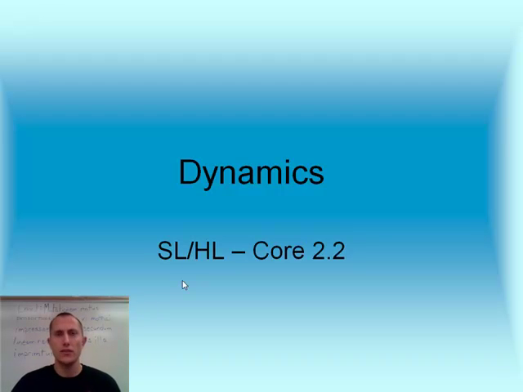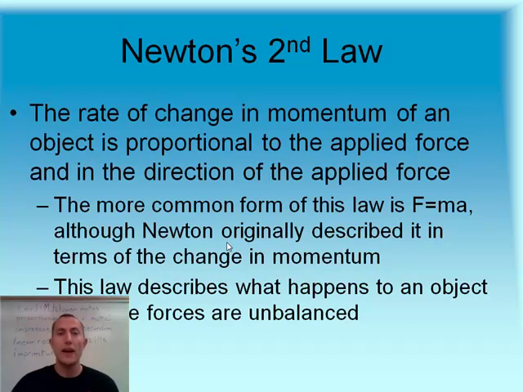So today let's continue talking about dynamics, and today we're going to address Newton's second law, which again tells us what happens when there's a non-zero net force. And this law was first put down not in terms of the way that we commonly see it as mass times acceleration, but in terms of what we call momentum. So he said that the rate of change in momentum of an object is proportional to the applied force and the direction of the applied force.